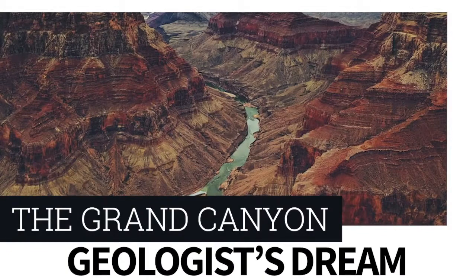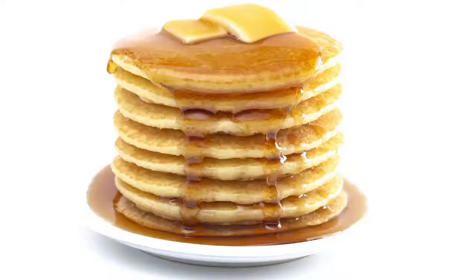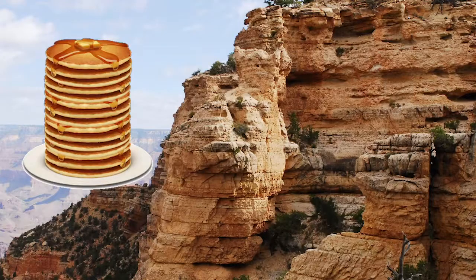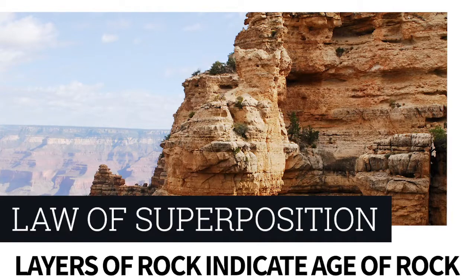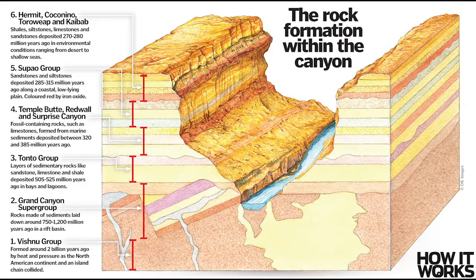The Grand Canyon is like the geologist's dream because the layers of rock really show the Earth's history and how the Earth changed over time. If you think of the layers as a stack of pancakes, the oldest pancake is going to be on the bottom. The first one that you make goes on the bottom of the stack, and the last one you make goes on the top. That's the way rocks are layered. So the more recent rocks are going to be at the top, and the oldest rocks are going to be at the bottom.